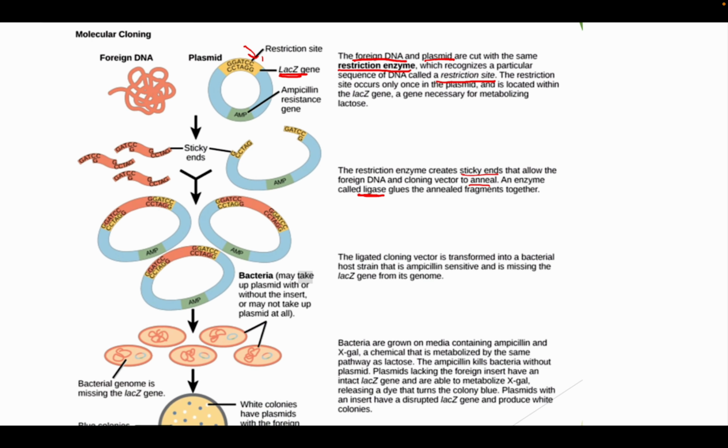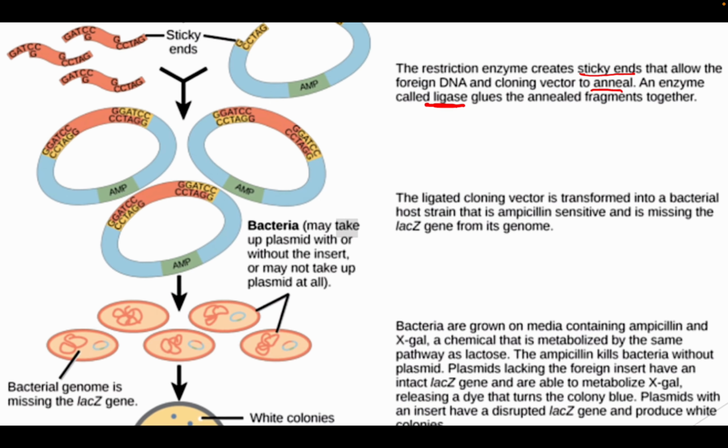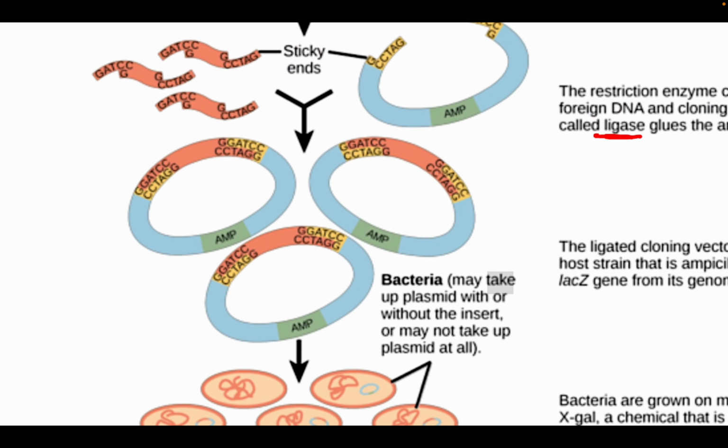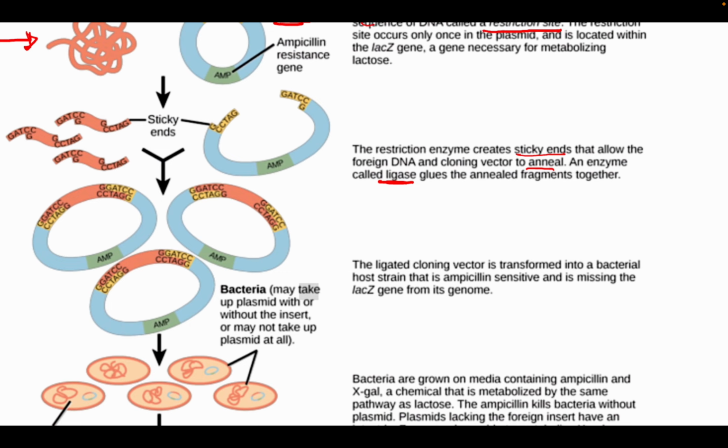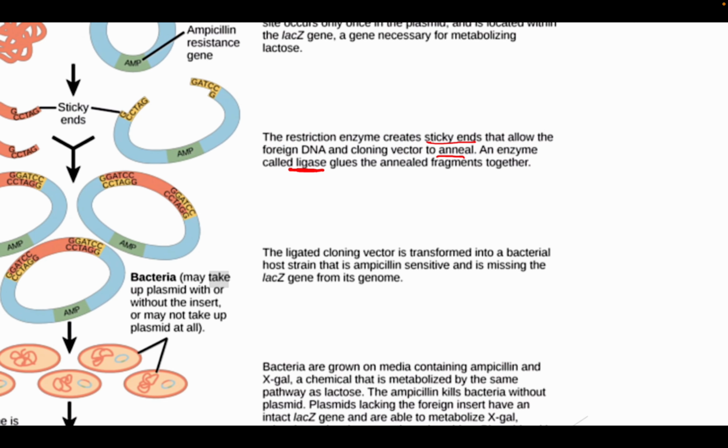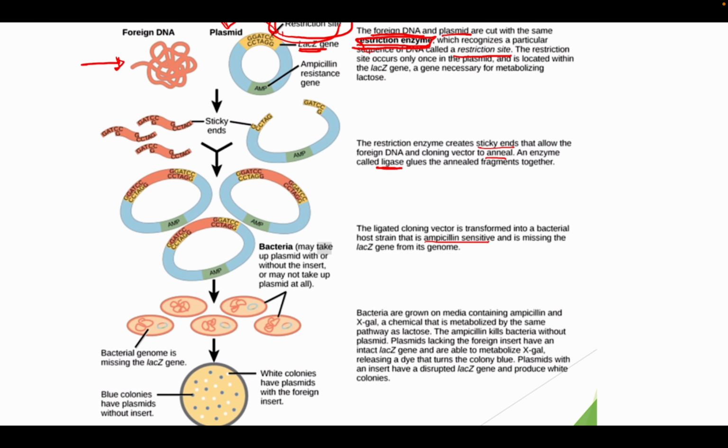So this is the foreign DNA, this is the plasmid, and of course, restriction enzymes are used to cut both the foreign DNA and the plasmid, right? So that they will have complementary ends. And what enzyme now will stick the fragments together from the foreign DNA and from the plasmid? It's the ligase. And the ligated cloning vector is transformed into a bacterial host strain that is ampicillin sensitive and is missing the LacZ gene from its genome.